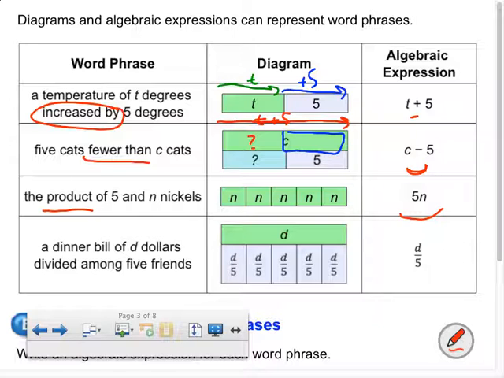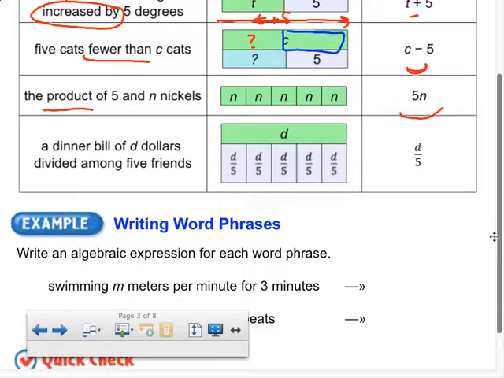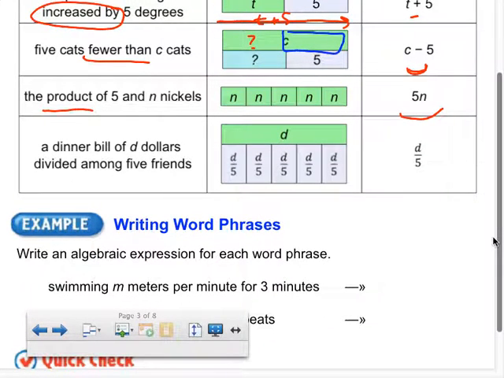Yes? It's kind of like when we did the numeric expressions when we used PEMDAS for the order of operations. Like some numbers would be right outside of the parentheses. Right, exactly. There's a number of ways, and I'm trying to emphasize that with you guys. This right here means multiplication, even though you don't see a multiplication sign. Any questions? Okay. Now, we have a dinner bill of $D divided among 5 friends.